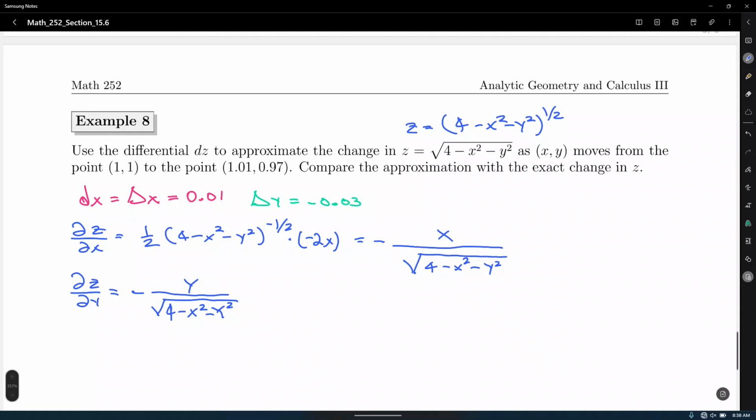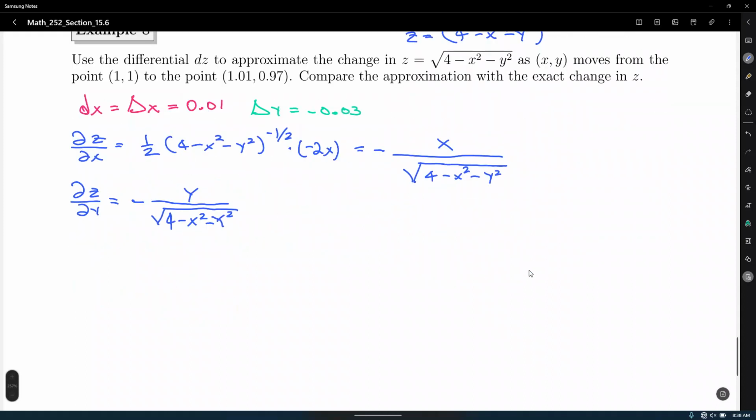Now, let's set up our expression that calculates the total change, and then compare with the actual value. So first, we're computing the approximated value using derivatives, and then we're going to compute the actual value. All right, so the total change, dz, equals the partial with respect to x dx plus the partial with respect to y dy.